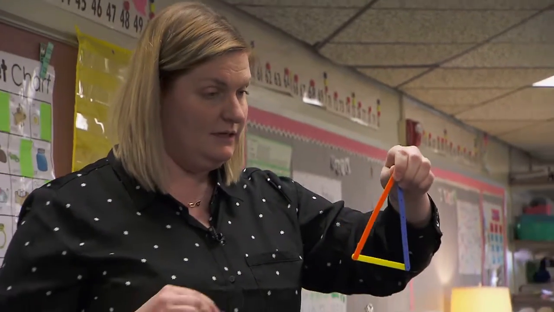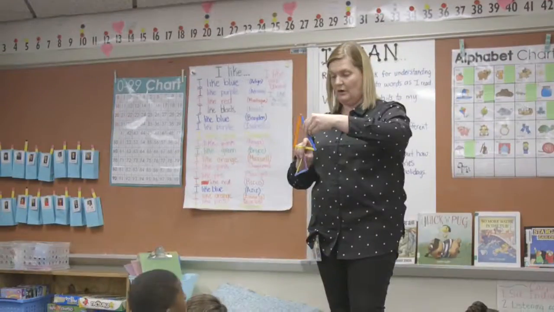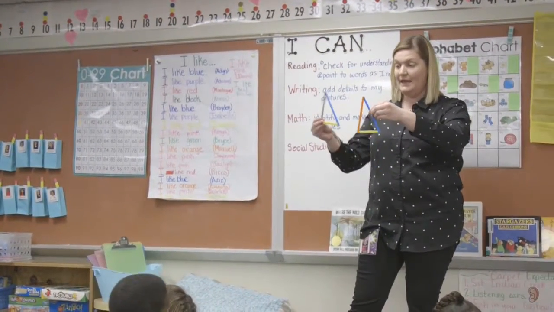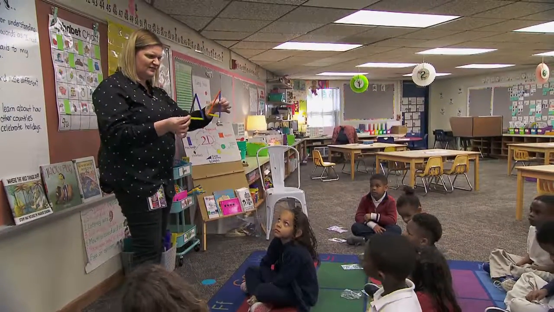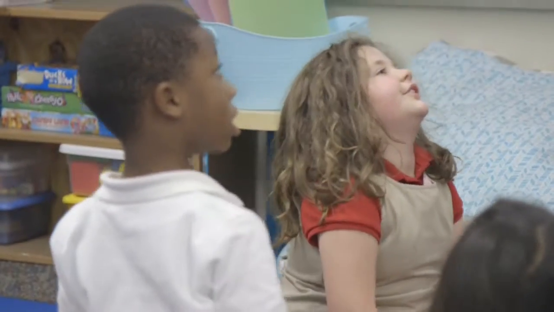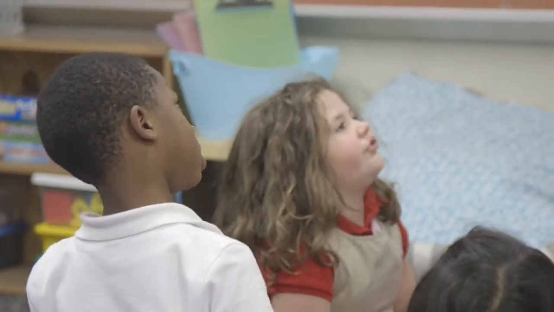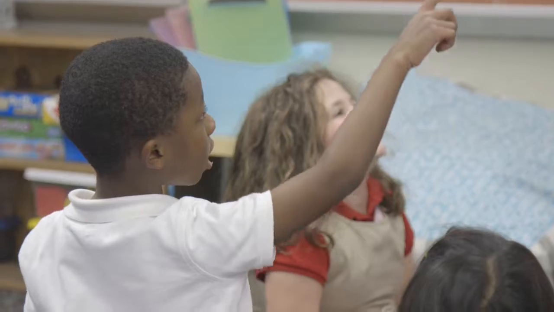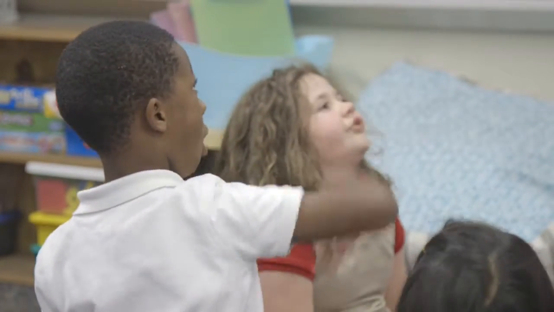Okay, let's look at Nora's triangle. Aiden, do you think Nora was able to make a triangle? Yes. Okay, why? They're different. And it's different from yours too, right? Yes. How is it different? Because, well, it's a little the same because we both got blue and yellow. But the difference is, well, I got purple and she got orange.